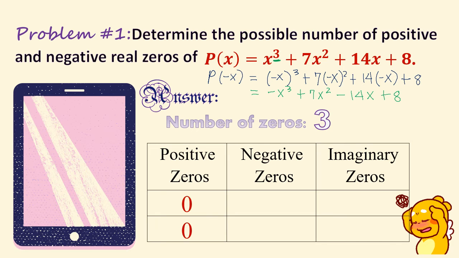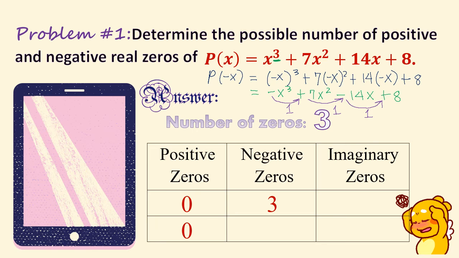And this is the time for us to count the variations in signs. As you can see, we have negative becomes positive, so there is a variation. Then positive becomes negative, so there is a variation again. And negative becomes positive, so there is a variation again. So all in all, how many variations do we have here in our p of negative x? 3. So therefore, the maximum number of negative zeros that we can have is 3.